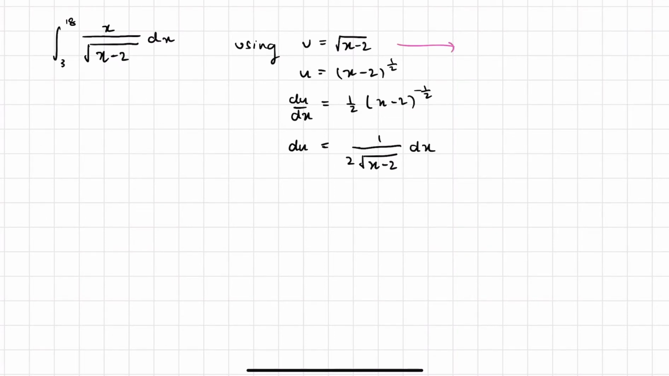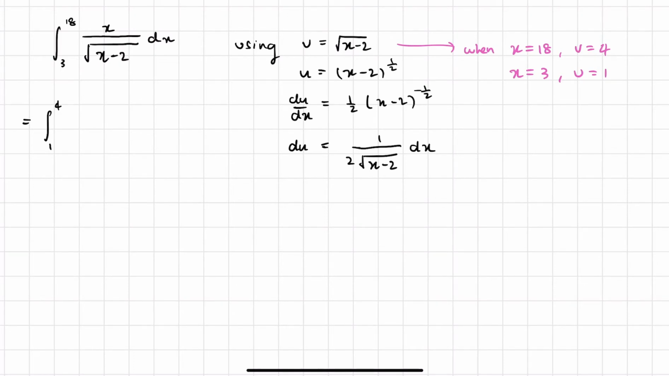Over here, let's change our limits. So when x equals 18, u equals square root 16, which becomes 4. When x equals 3, u equals 1. Now, I think that's pretty much it. So we'll just have a go at putting these values in. So the limit is going to be 4 to 1 now, right? So 4, 1.